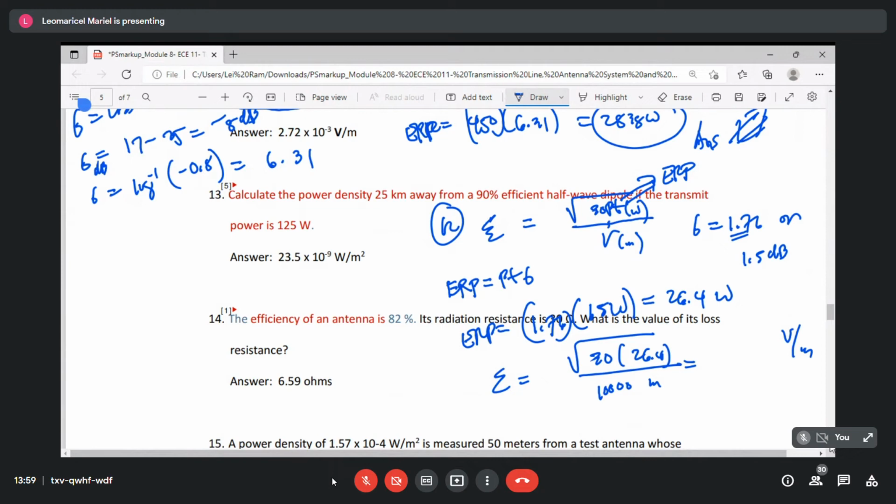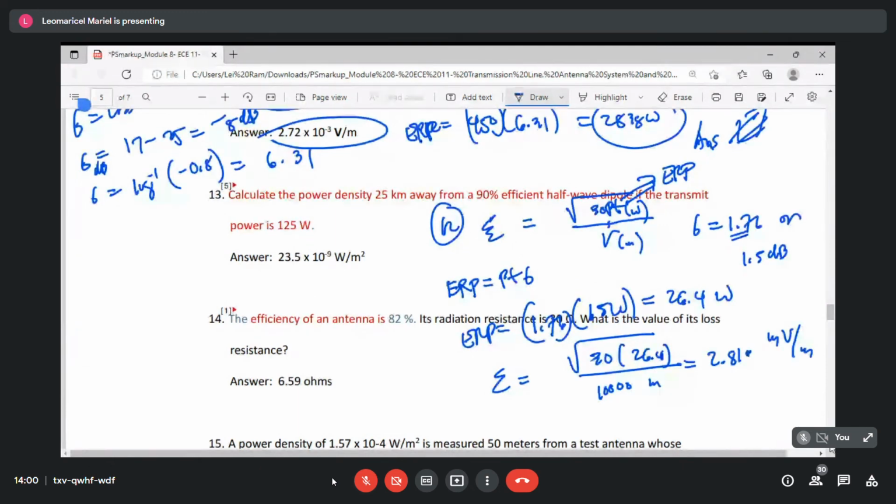Ayun. So dito is 2.81, 2.72. Pwede na yan. 2.81 millivolts per meter times 10 negative 3. Kaya millivolts per meter. So almost tama na yan. 2.73 at 2.81, tama na yan. Okay.